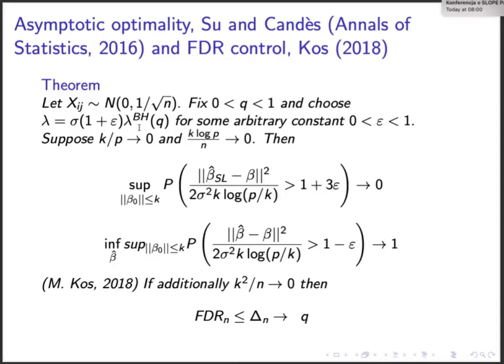Slope with exactly these Benjamini-Hochberg coefficients, what they have in here is actually not exactly this coefficient. You have 1 plus epsilon, where epsilon is some arbitrary constant from 0 to 1. So this is the result, which basically says that there is a gain by using false discovery rate in terms of the estimation properties. And my former PhD student, currently my colleague from the University of Wrocław, proved that if additionally k squared over n converges to 0, then we have a control of FDR.